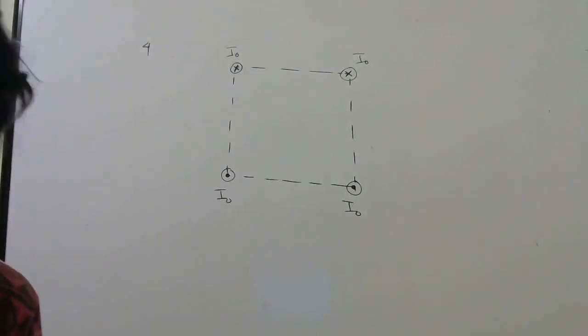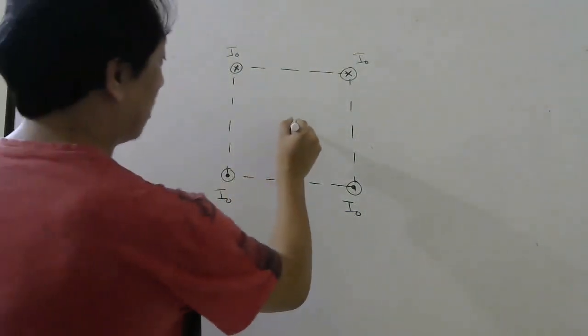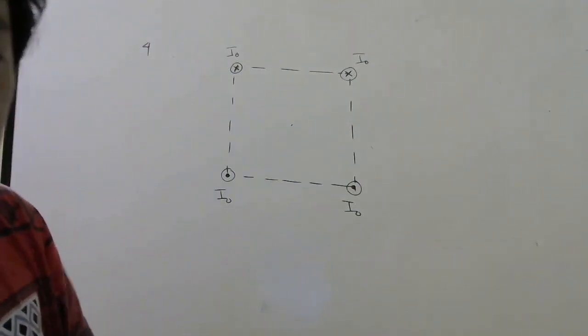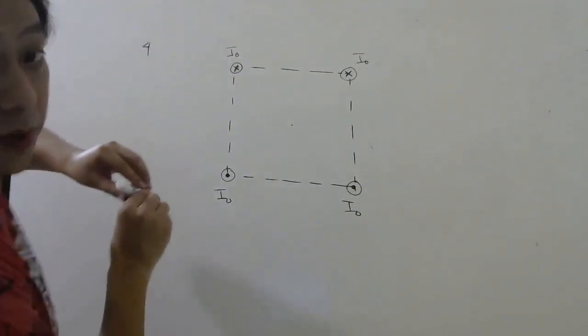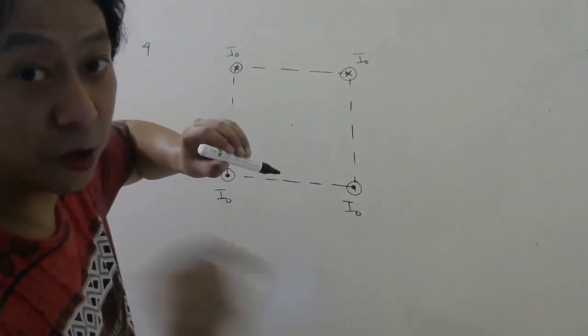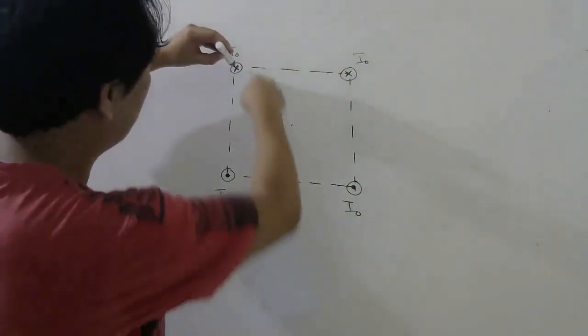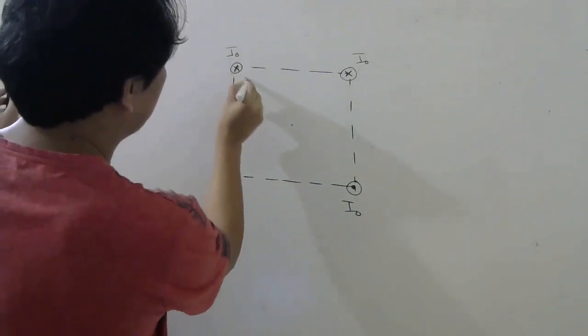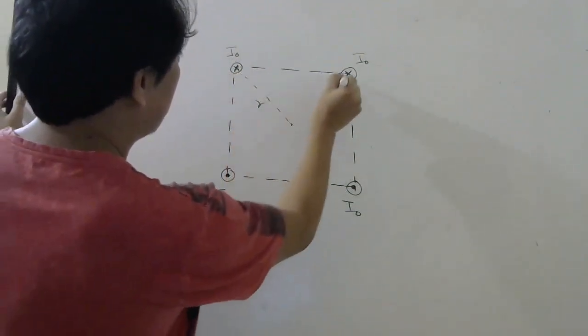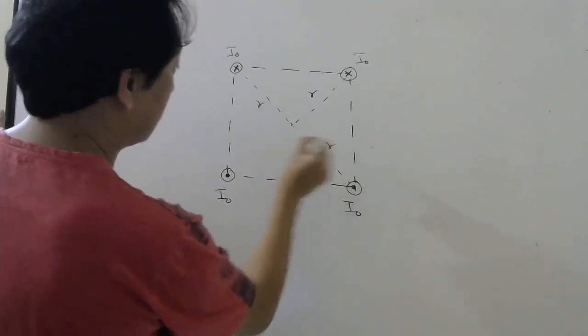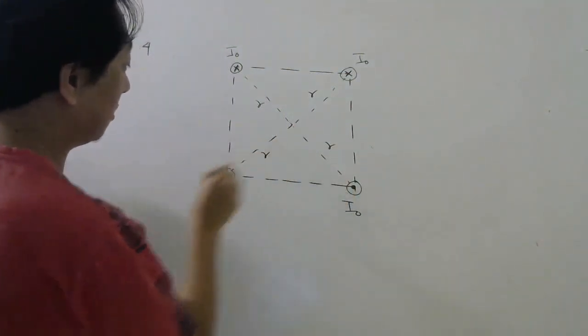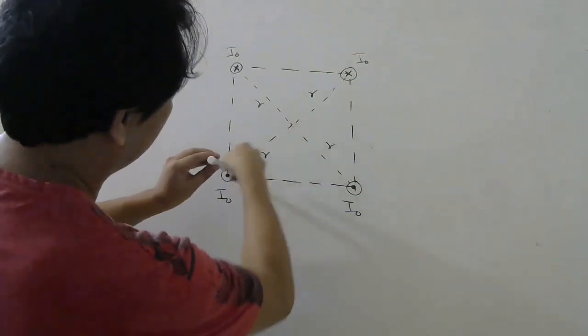Since this is an infinite wire, we can directly use the formula of an infinite wire, mu naught I by 2 pi r. Now r is the perpendicular distance between the wire and the observation point. For this wire, this is your perpendicular distance. For this also, this is the perpendicular distance, the same only it will be. Wire is like this, so r is the perpendicular distance.